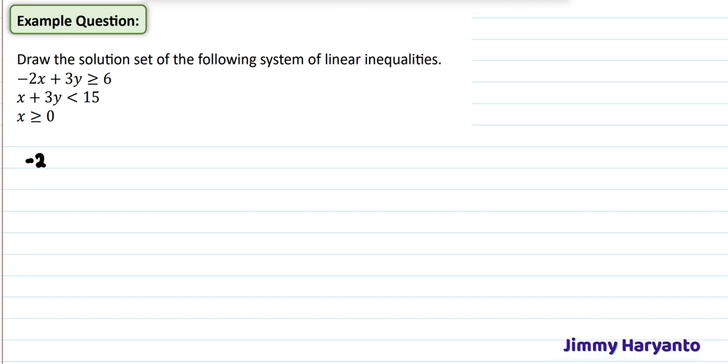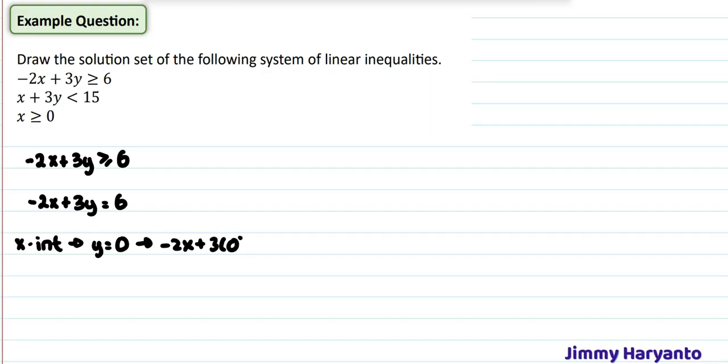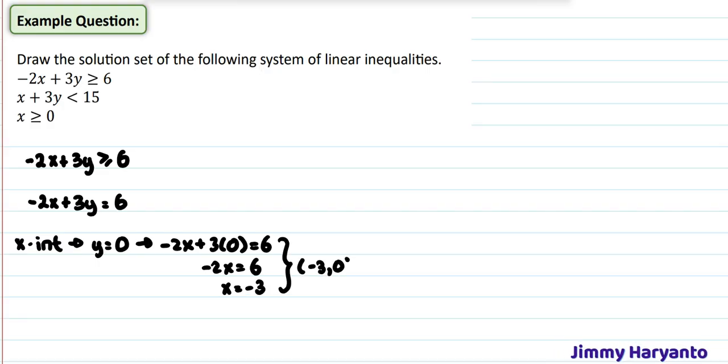For the second example, we have negative 2x plus 3y greater than or equal to 6. This is a diagonal line, so you have to calculate the x-intercept and y-intercept first. Make it into equal first. For the x-intercept, y equals 0, so negative 2x plus 3 times 0 equals 6. That means negative 2x equals 6, x equals negative 3. So from this one you'll have (-3, 0).